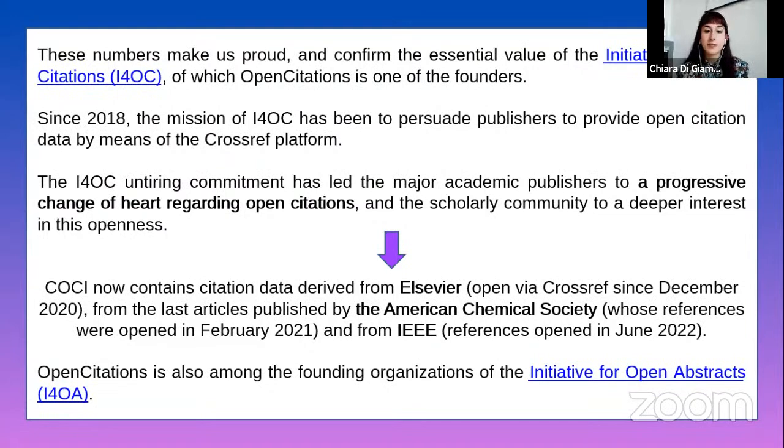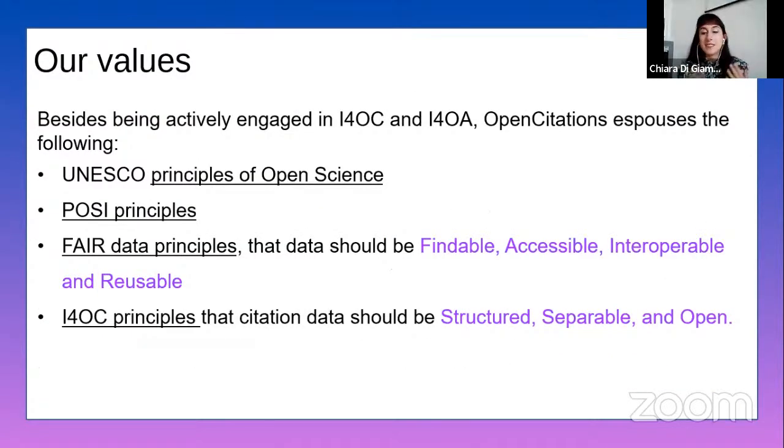Open Citations is also among the founding organizations of the Initiative for Open Abstracts, I4OA. And besides being involved in these initiatives and being actively engaged in them, Open Citations also espouses the UNESCO principles of open science. We also monitor our compliance with the POSI principles, and we embrace the FAIR data principles that data should be findable, accessible, interoperable, and reusable, and also the I4OC principles that citation data should be structured, separable, and open.